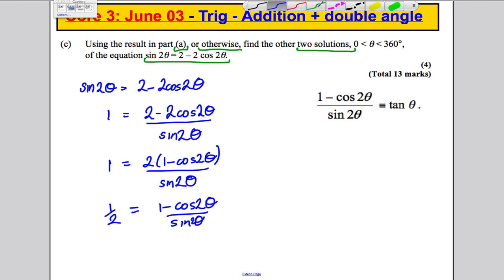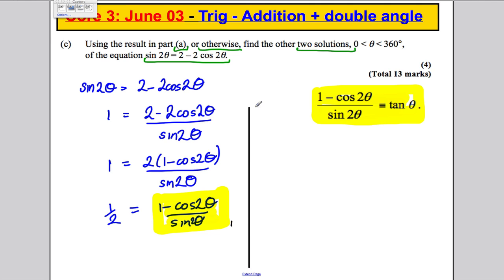Now look, something quite interesting has happened. This here is part of the result we found out in part A. So solving this thing here equal to a half is equivalent to solving tan theta is equal to a half. And if you do the inverse tan of a half, we may get ourselves the other solution. So the inverse tan of a half, making sure your calculator's in degrees mode, is 26.